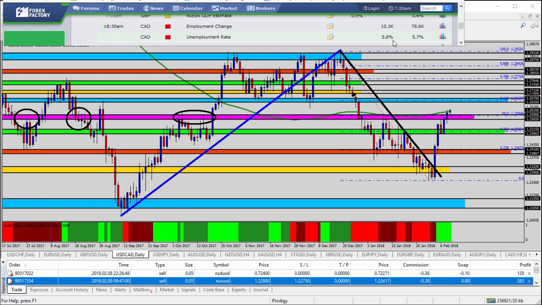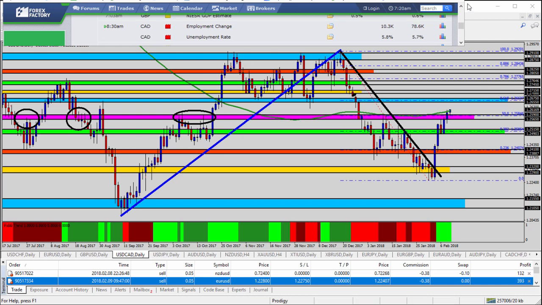Now, if this changes, if this doesn't reach 5.8, if it's 5.7 or lower, 5.6, then we would expect it to turn around and go back down. And of course, if employment change is much higher than 10.3, let's say it's up there closer to that 78 number or higher, then we would look for this to also turn around and go back down. So we know the news can have a dramatic effect. We just need to pay attention to that coming up, again, about 45 minutes from the recording of this video.